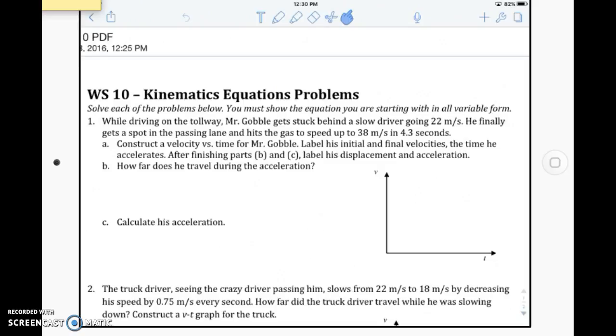I'm just going to go through the first problem on worksheet 10 to kind of show you what I would expect for solving problems like these.